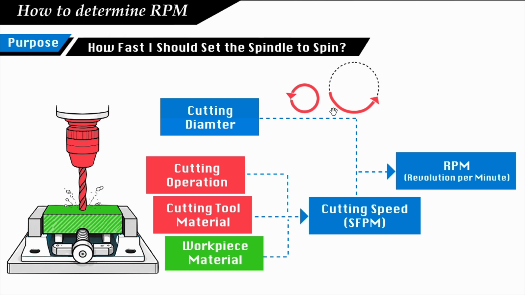But for the bigger circle, you only need part of the revolution. So that causes the difference in revolutions per minute we need, even though the distance is the same. And the distance here is similar to the cutting speed. With this in mind, we take the cutting diameter into consideration. With cutting diameter and the cutting speed, we can know the RPM we should set for our spindle to spin. So next, let's focus on how to calculate RPM.